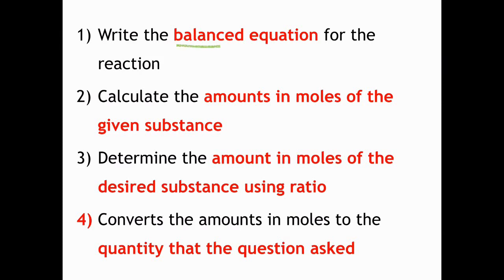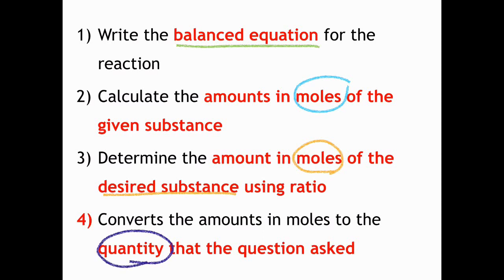First, write a balanced equation for the reaction. Then, calculate the mole of the substance that the data is given for in the question. After that, using stoichiometry, determine the mole of the desired substance in the question, then proceed to calculate any quantity that the question asked.